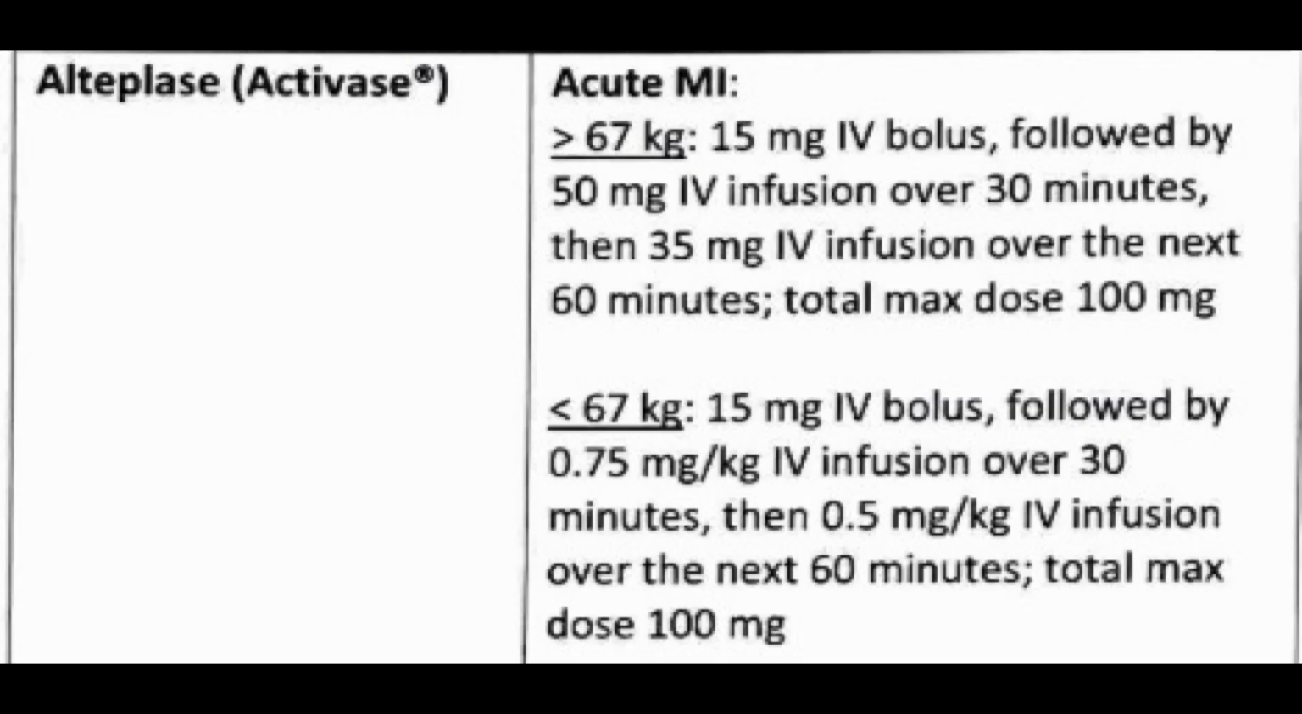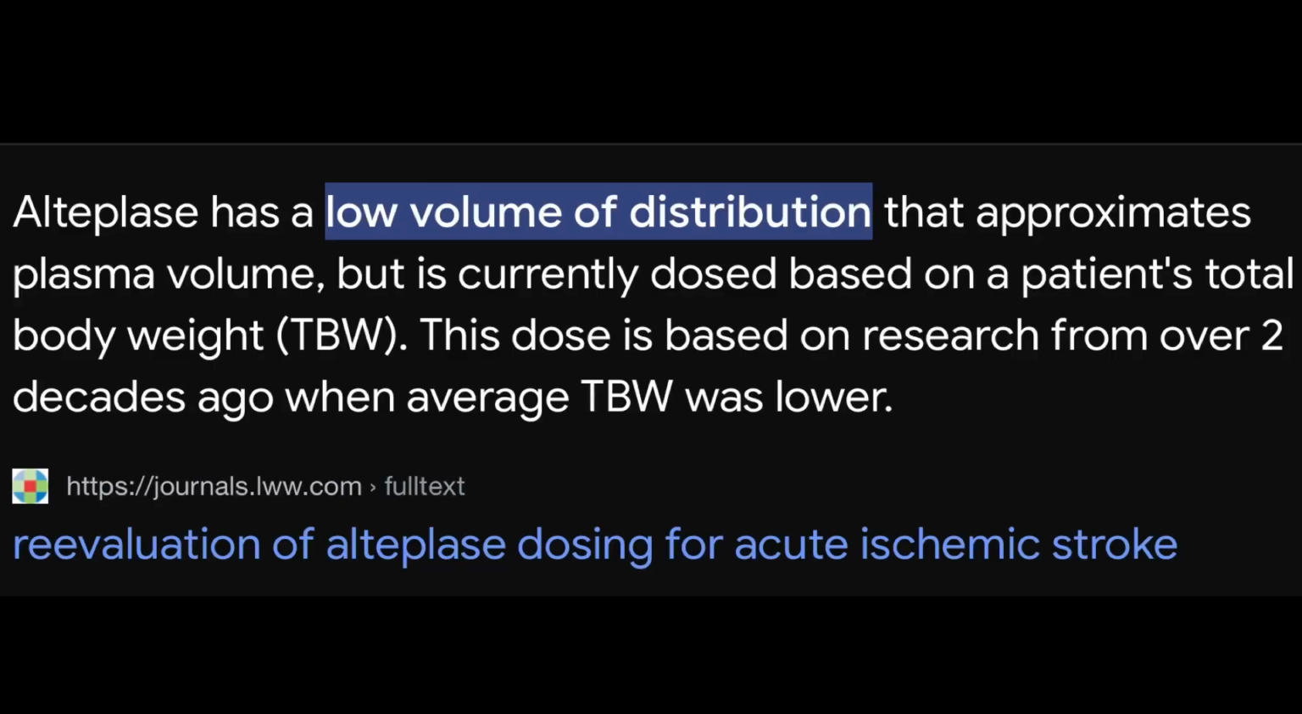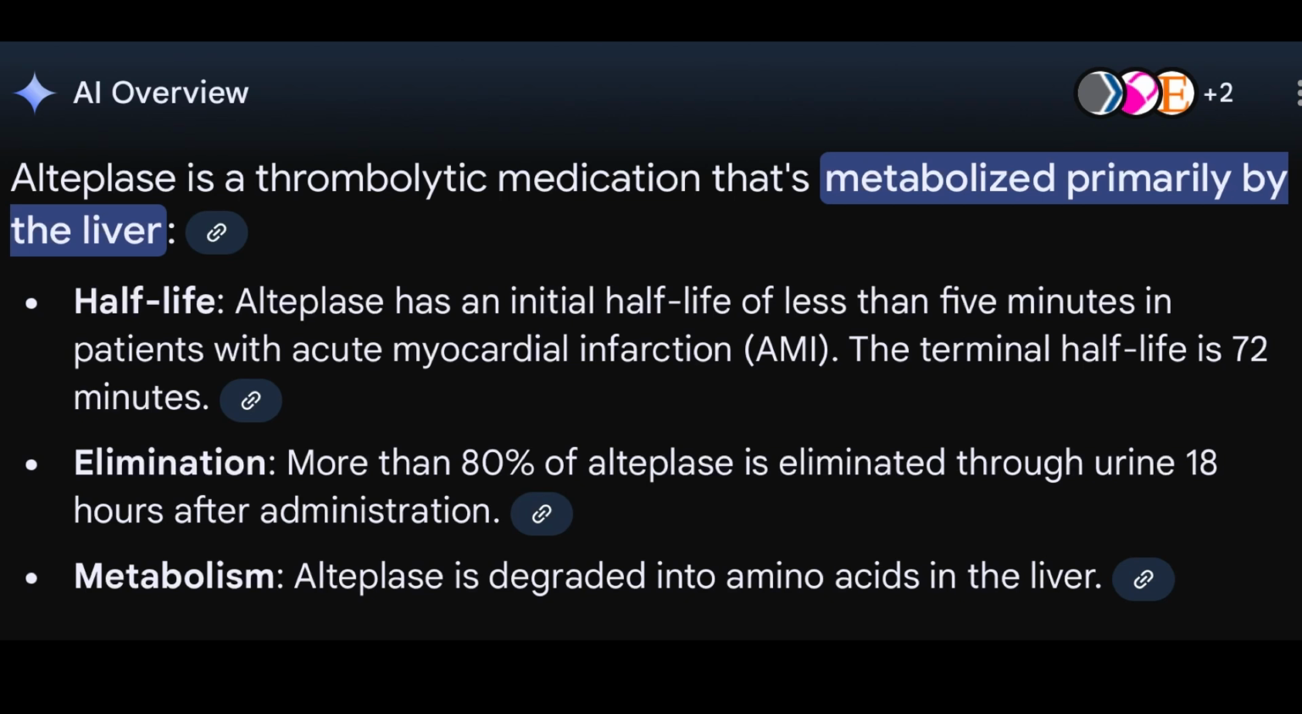Then you want to do 35 milligrams IV infused over 1 hour if the patient is greater than 67 kilograms. But if they're less than that, you're going to want to do a 15 milligram IV bolus, then 0.75 milligrams per kilogram IV infused over 30 minutes, and then 0.5 milligrams per kilogram infused over an hour if they're less than 60 kilograms. This is for acute MI dosing. The max of this is going to be 100 milligrams, and you want to avoid use in ischemic stroke.